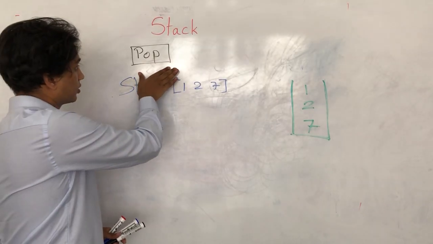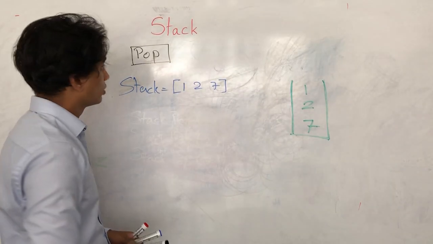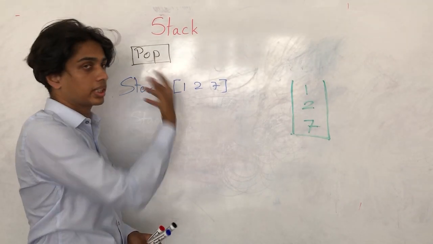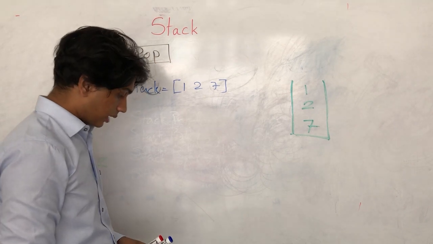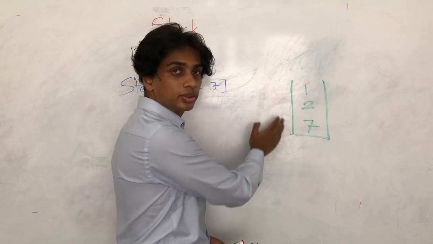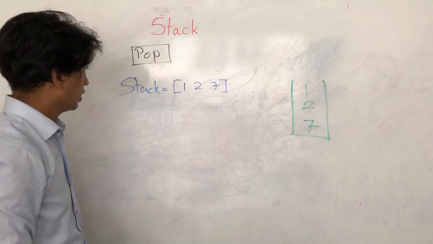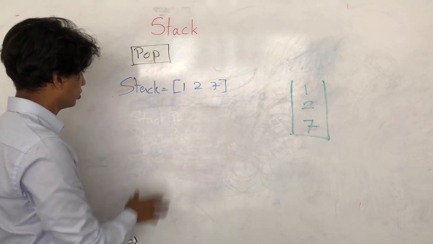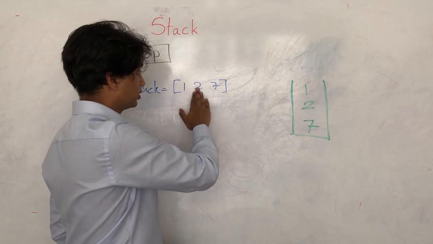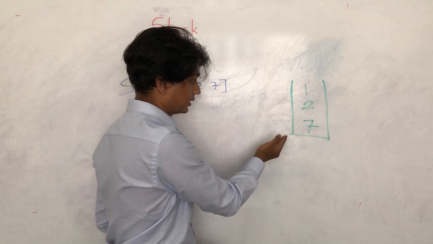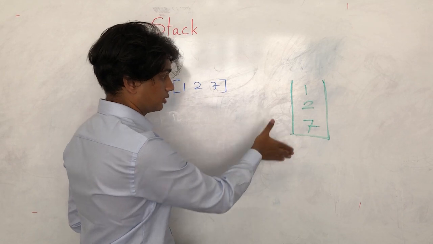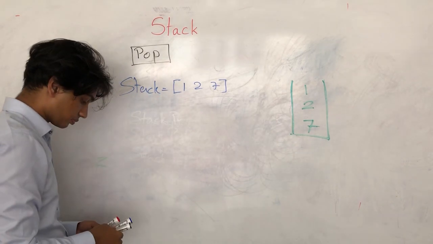Next we are going to talk about the pop method. We use this pop method basically to take out elements from our stack. I'm going to use the same elements that I used in the previous examples, number 1, 2 and 7, to explain this pop method. So currently I have a stack with 3 elements, number 1, 2 and 7. You can see here I have also drawn another visual representation of this stack.